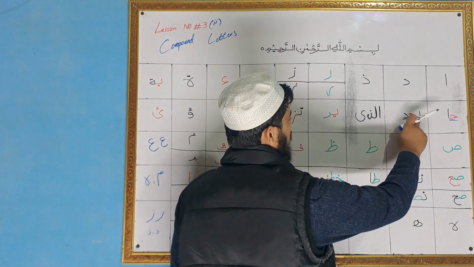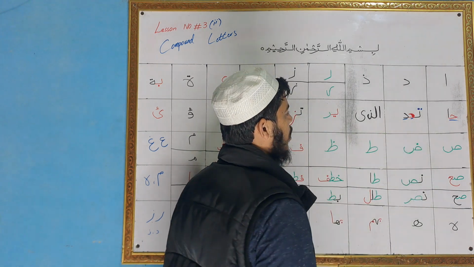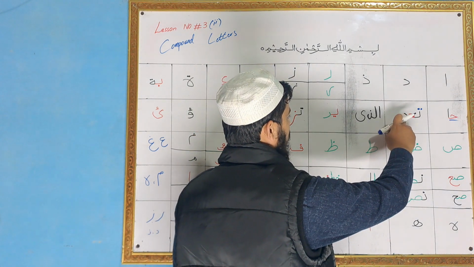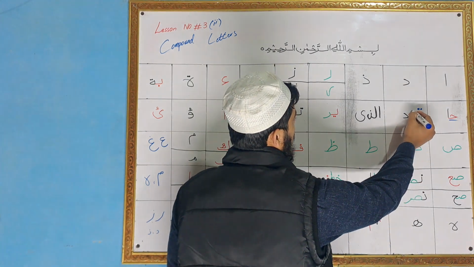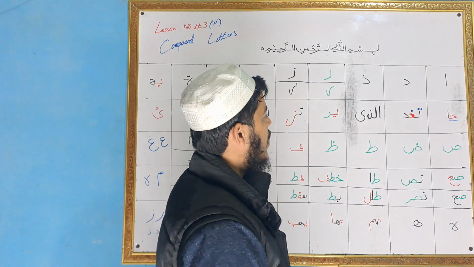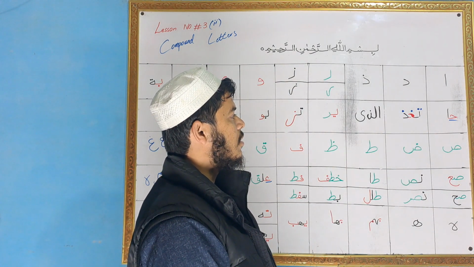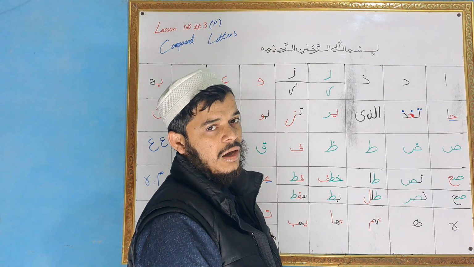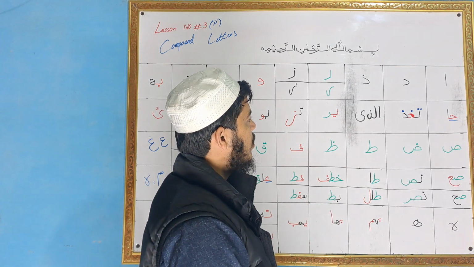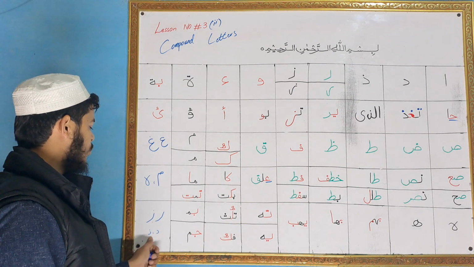We can simply convert this ba into ta. So now it will be ta, ain, dal. And we know that if we simply put a dot there, it will be ta, ghain, dal. And if we simply put a dot on the top of dal, now it will be ta, ghain, zal. Because dal and zal have exactly the same shape. And I was explaining earlier that dal and zal have two shapes.